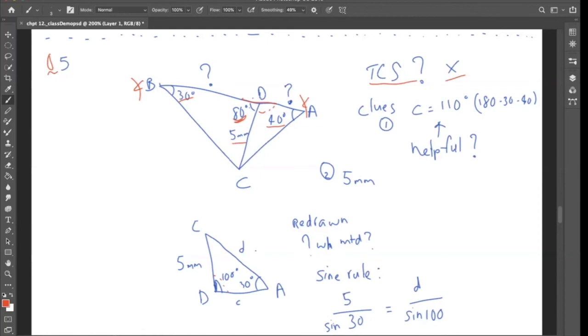So C and D, I want to find. So I denote by small letter d. So I put in the information that I have. Sorry, A and D is denoted by small d. C and D is 5 mm. Angle A is 30. So I redraw this whole diagram, just isolate this part.